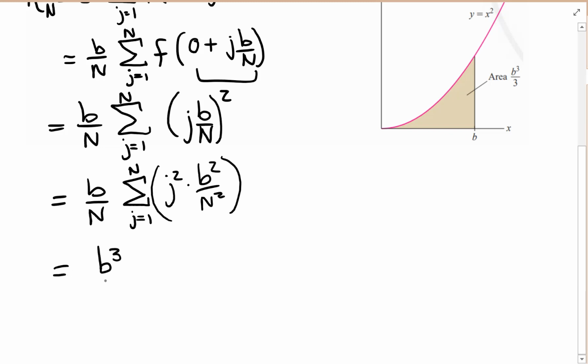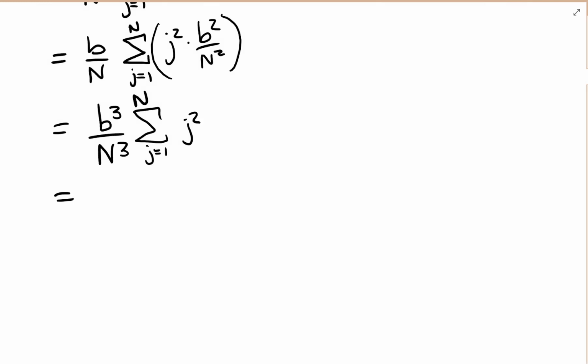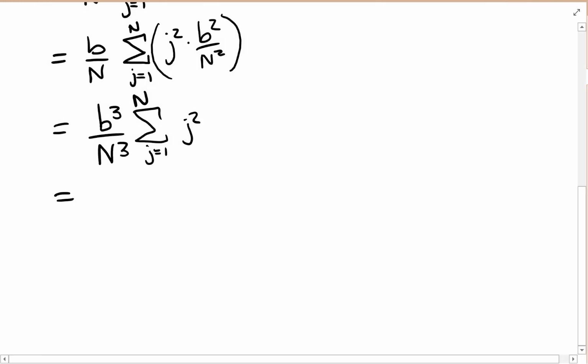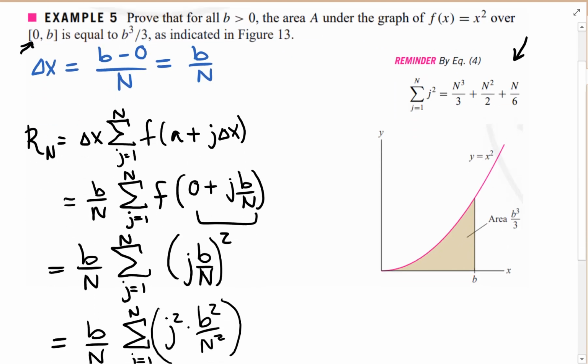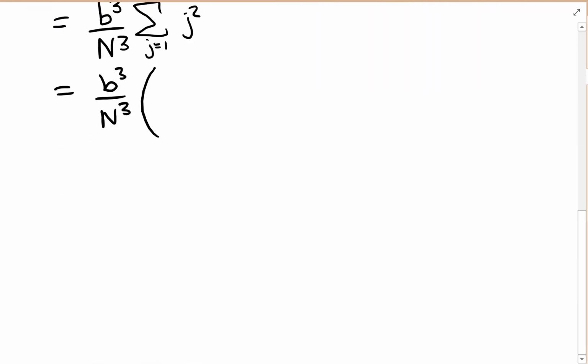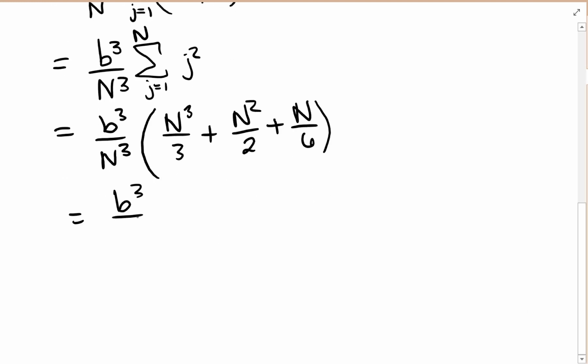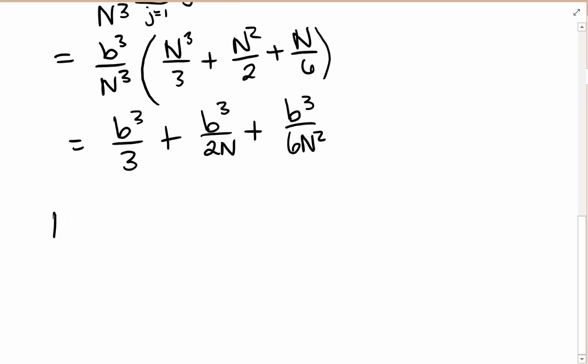So I will have b cubed over n cubed factored out times the sum of j squared. The sum of j squared from 1 to n, we have a formula for that. We have a power sum formula. And that formula is n cubed over 3 plus n squared over 2 plus n over 6. I'm going to distribute now, so I'll get b cubed over 3 plus b cubed over 2n plus b cubed over 6n squared. And now we will evaluate the limit as n approaches infinity of this beautiful r sub n term we have created.